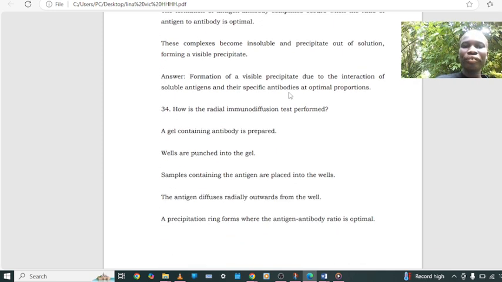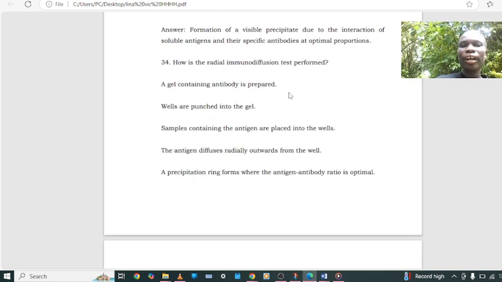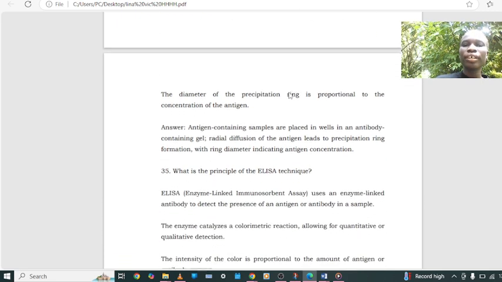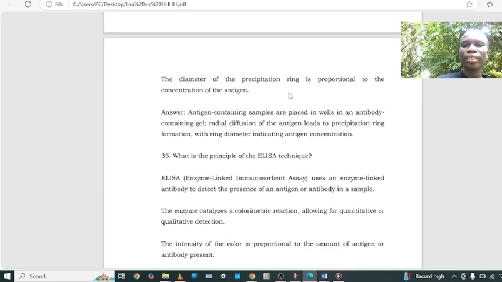So to continue with my 34th question, how is the radial immunodiffusion test performed? A gel containing antibody is prepared. Wells are cut into the gel, then the samples containing the antigens are placed into the wells. After that, the antigens diffuse radially outwards from the well. Then a precipitation ring forms where the antigen-antibody ratio is optimal. The diameter of the precipitation ring is proportional to the concentration of the antigen.